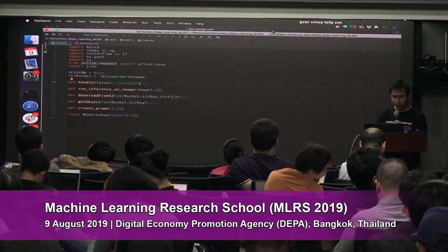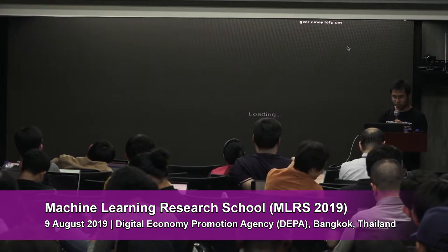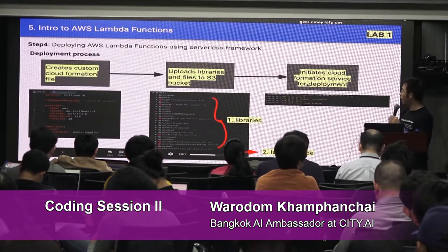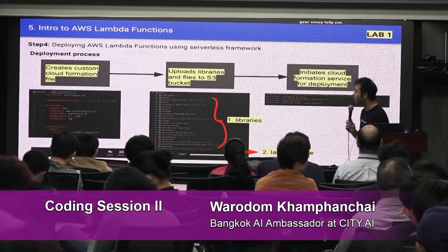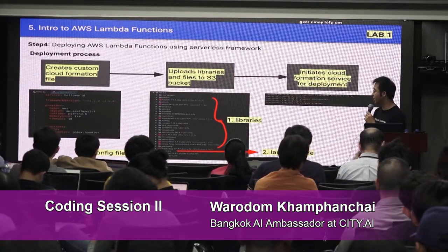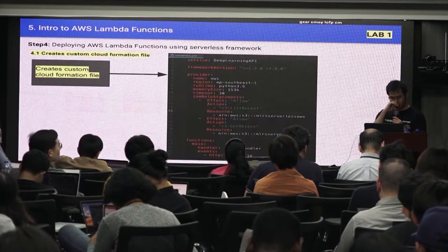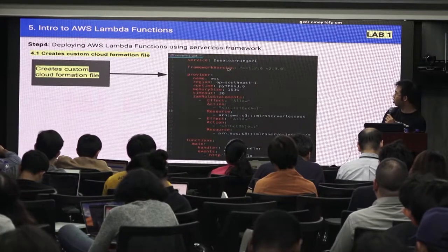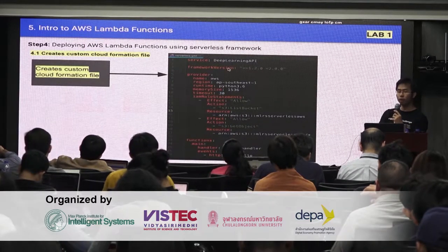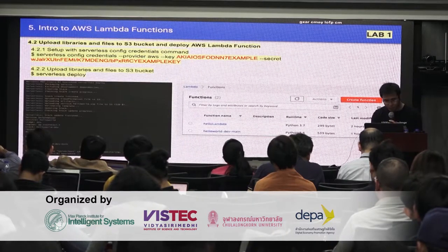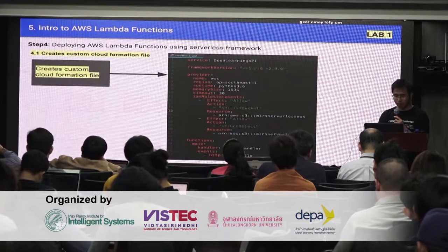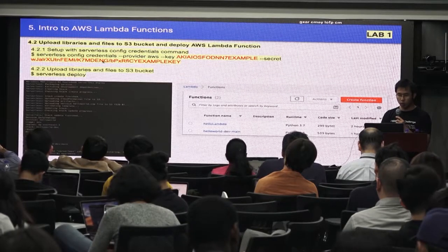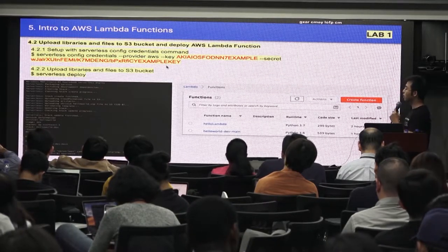Let's come back. So we have index.py, we have the serverless YML config file, and we have libraries. This is what I was talking about. The first one, serverless.yml, just sets up where you want to deploy your function, and you have your code, and these are the steps to push your code into a Lambda function.